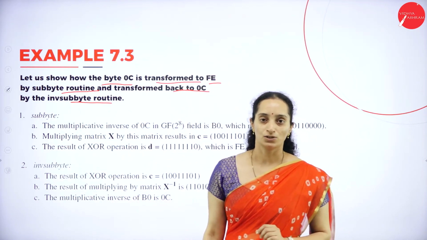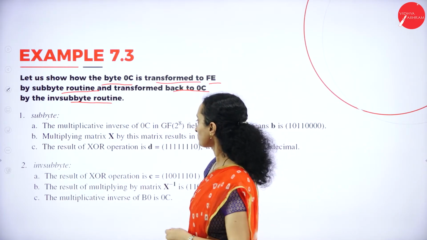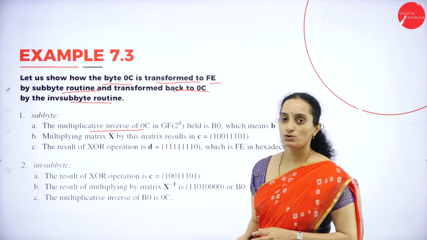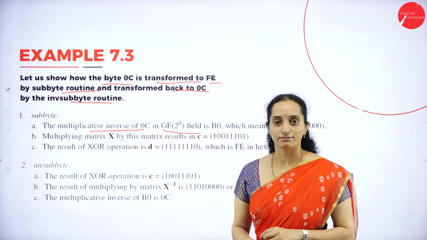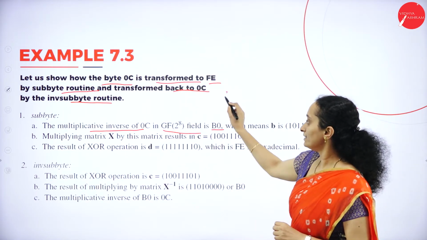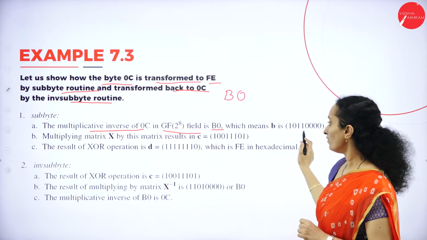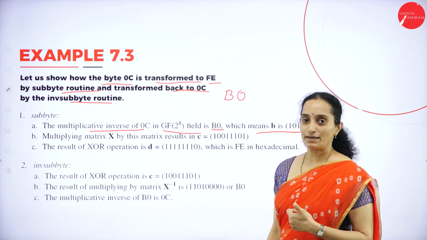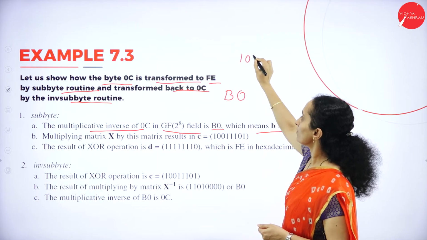invert sub byte routine. The procedure we follow for this is, we take the multiplicative inverse of 0C in the GF 2 to the power of 8 field. We take the inverse. The answer is B0. We get the value B0, which you can represent as B stands for 11, isn't it? So 11 can be represented as 1011.